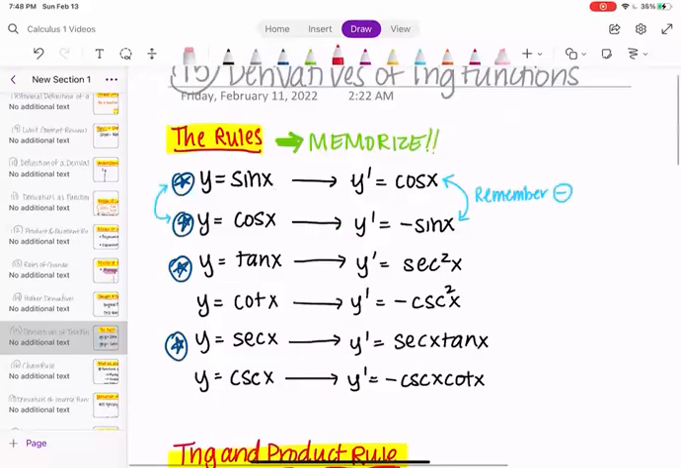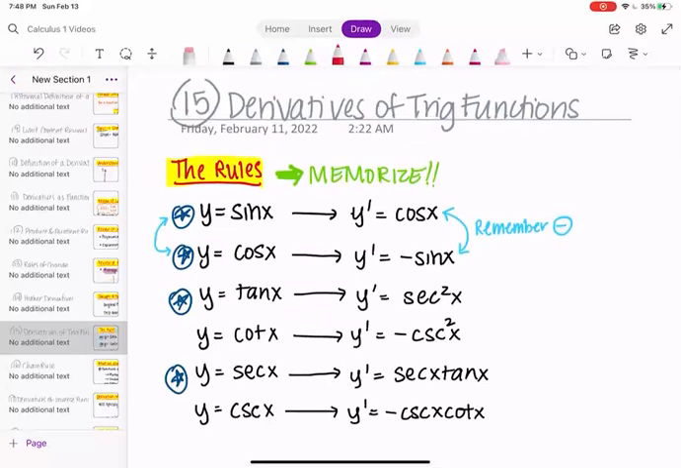So that is a summary of derivatives of trigonometric functions. You'll find that they end up being applied to anything else we've talked about for derivatives so far. So it's super, super important to remember these rules.